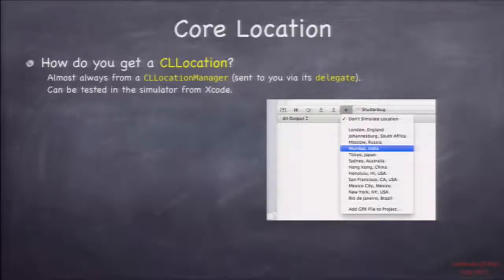So you instantiate a CLLocationManager, and you're going to set some things up about it, and then you're going to tell it to start telling you where you are. It's got a delegate, and it will start telling that delegate where you are. So that's basically how it works.